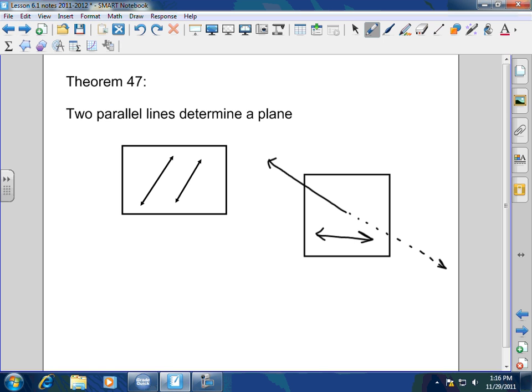No, absolutely not. So in order for a plane to be determined, you need 3 non-collinear points, a line and a point that is not collinear to that line, 2 intersecting lines, or 2 parallel lines. Does that make sense so far, guys?